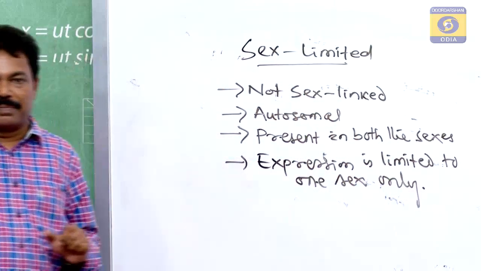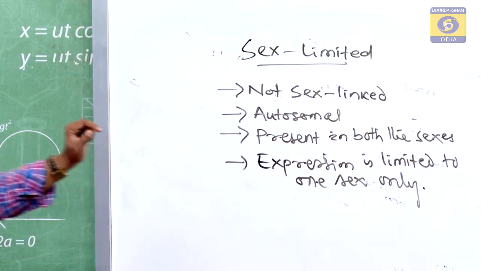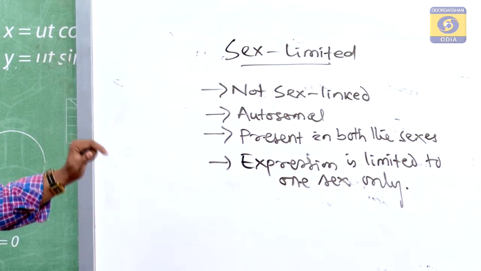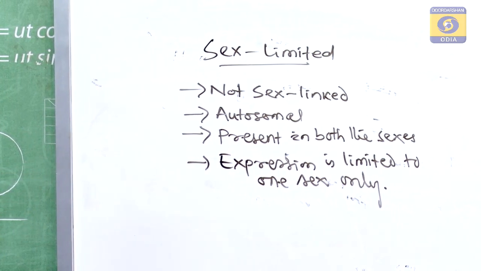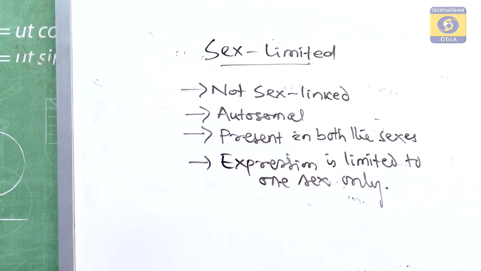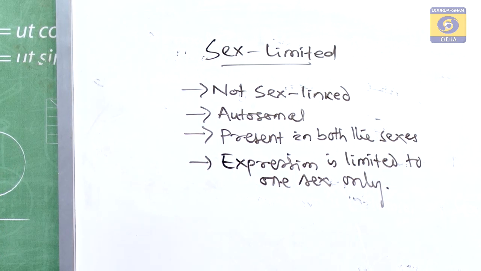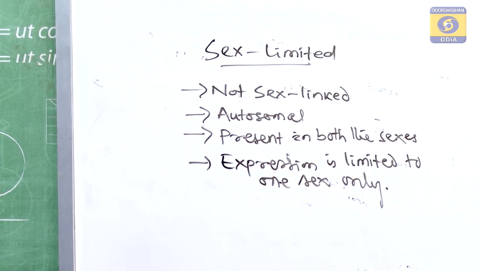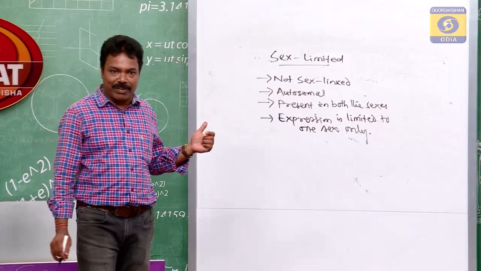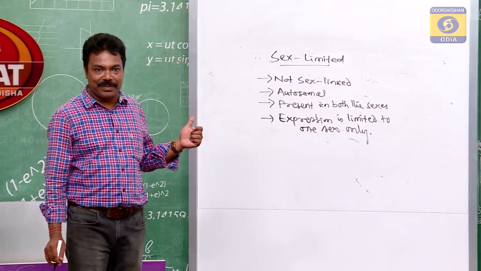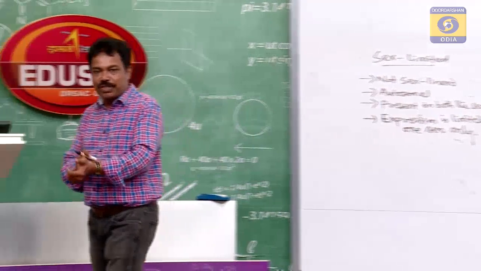For example, the gene for milk production is present in cows and bulls, but their expression is limited to female sex only. Hence, cows only produce the milk, not the bulls, right? Am I able to explain you clearly at this point of time? Okay, fine. Now let's do some exercise.